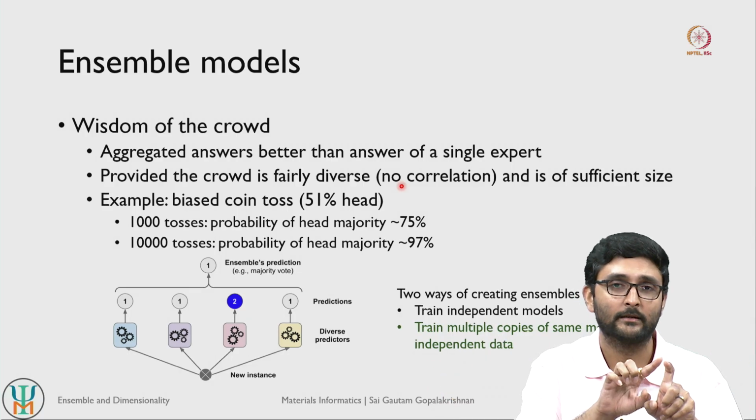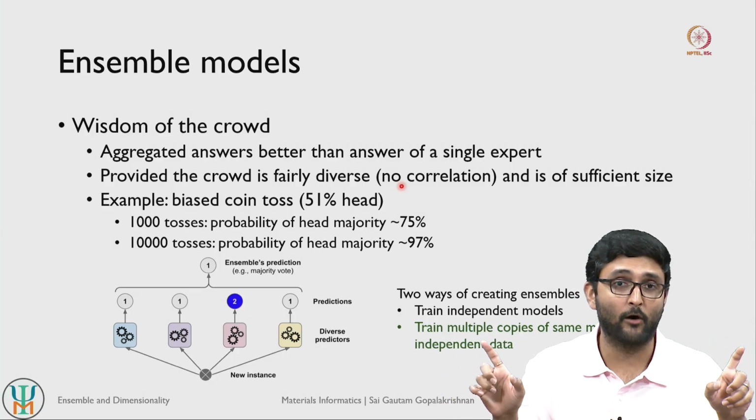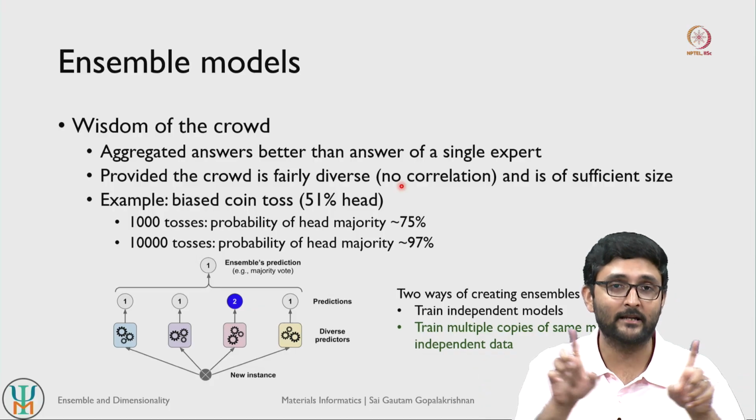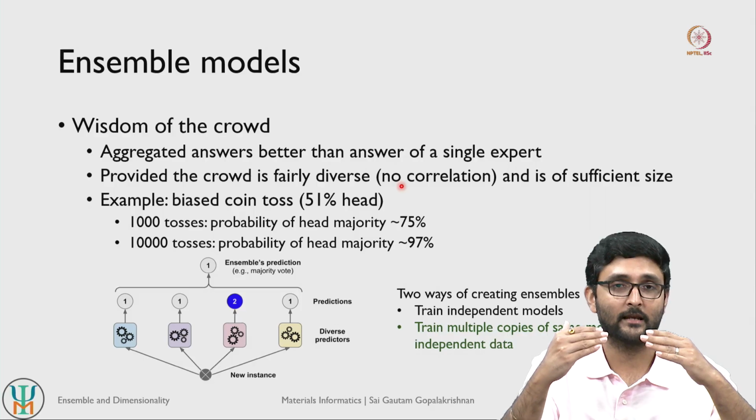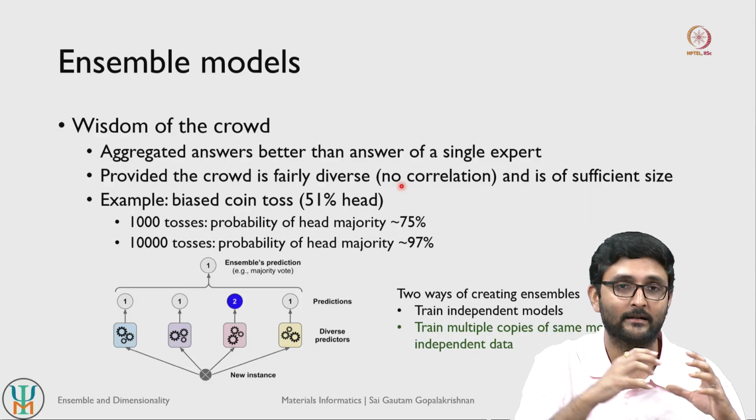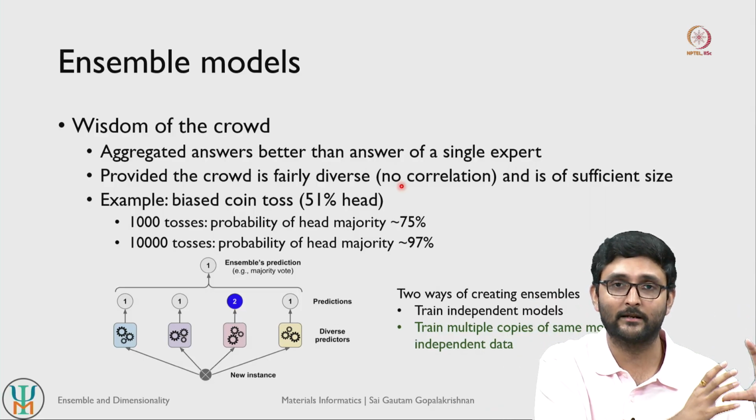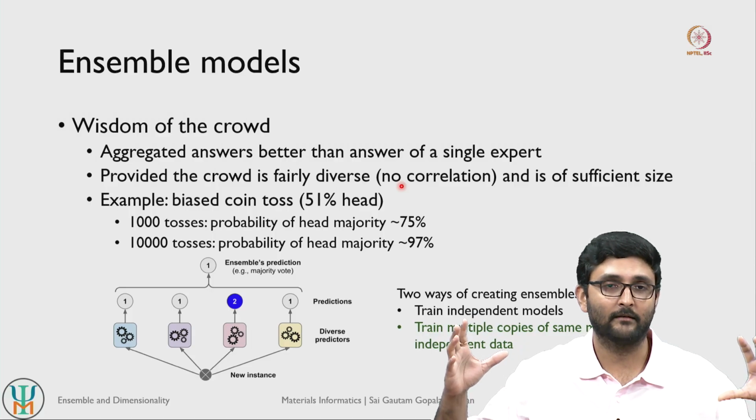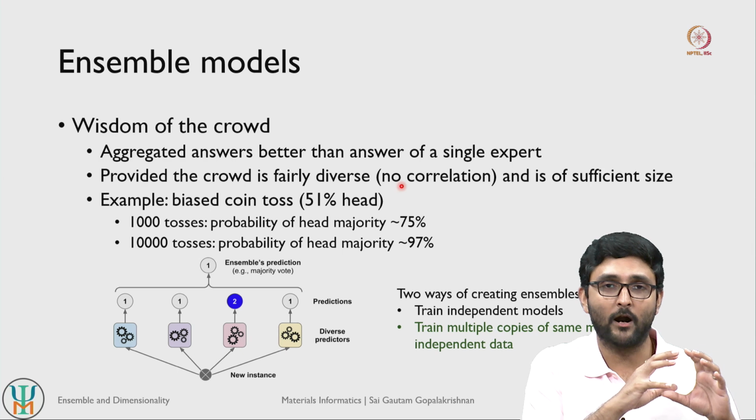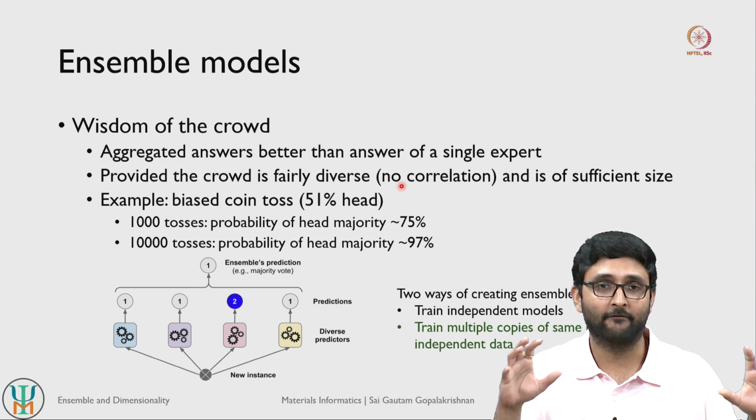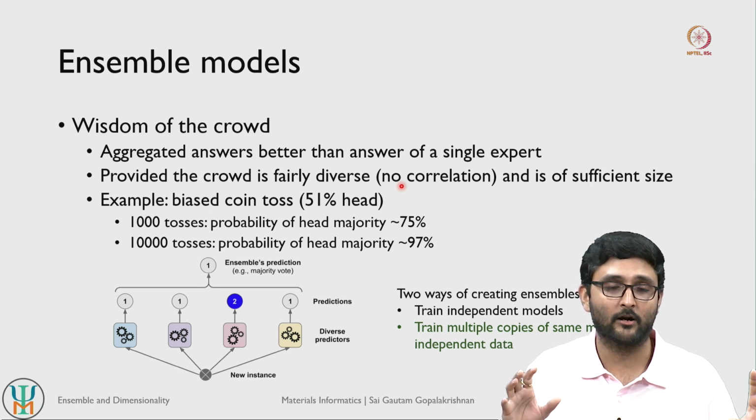Right. So that is what we want actually. If the predictions are not correlated, then the aggregation of the predictions gives us a much better prediction than training one decision tree on the entire 1000 data point data set, right. So we want to create models that are fairly diverse, so basically do not have any correlation.